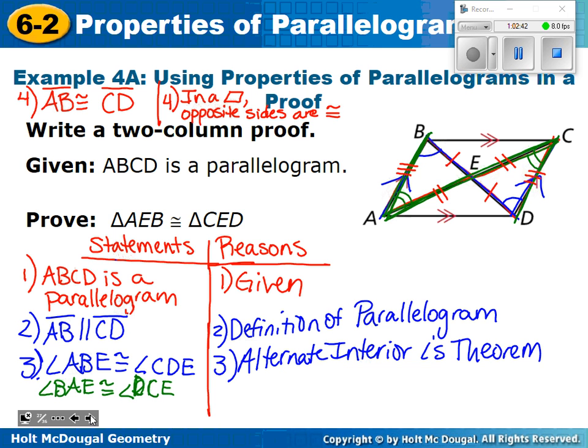Because remember, we're going to have 7 different shapes, and there's different properties for every shape. So where do we get this from? In a parallelogram, opposite sides are congruent. And now we can say, number 5, that triangle AEB is congruent to triangle CED. And since we chose this method with the 3 marks, that gave us angle, side, angle, right? So it would be angle, side, angle.